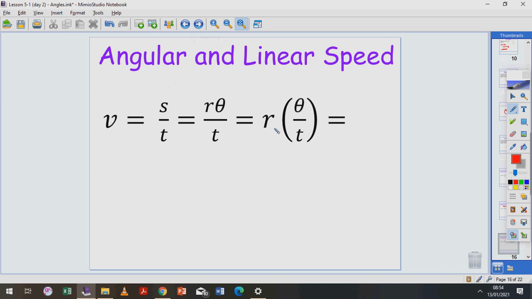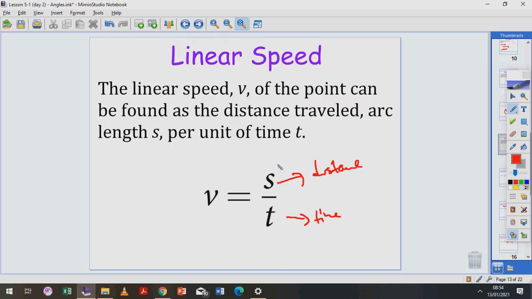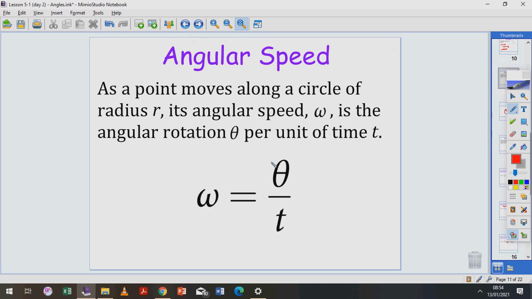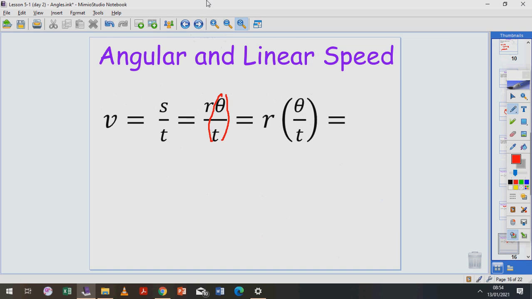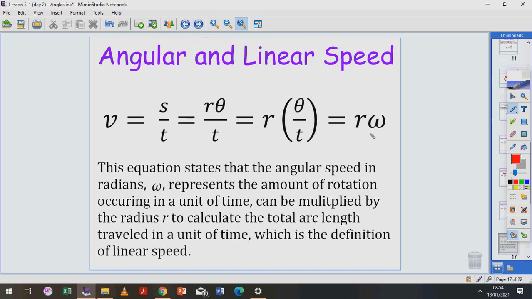So where does that lead us? If you look close enough, I have this quantity theta divided by time, and previously we had said that theta divided by time is what we call the angular speed. So in place of theta over t, I'm going to replace that with omega. So I hope you can see the relationship that V is also equal to R times omega.